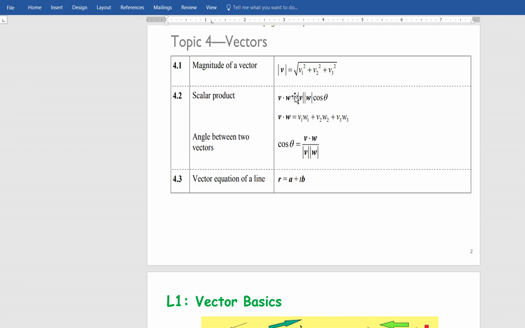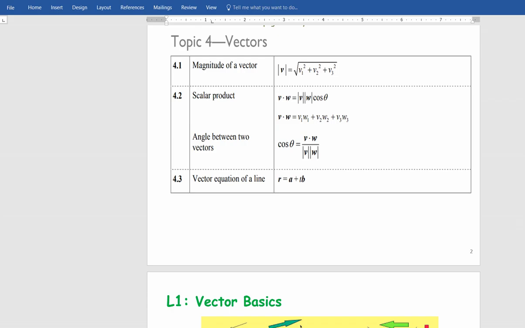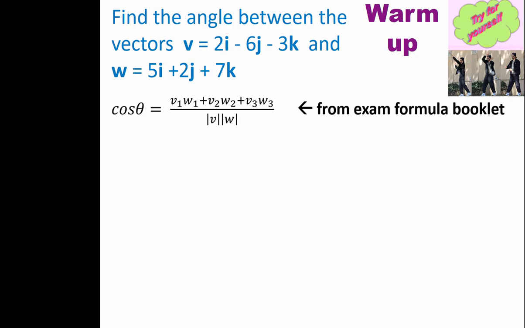You've got the formula for finding the angle, and they remind you how to find the dot product, and also give you the rearranged version for finding the angle. So you can go straight to using this version, and just pop the dot product straight on the top. This is from the exam formula booklet, but with the dot product popped in. So you've got to work out the dot product.